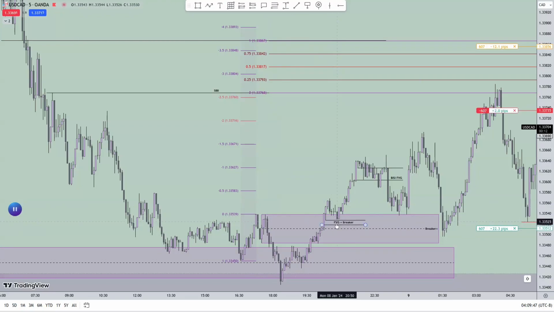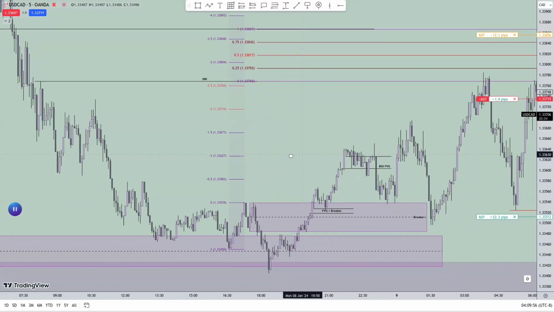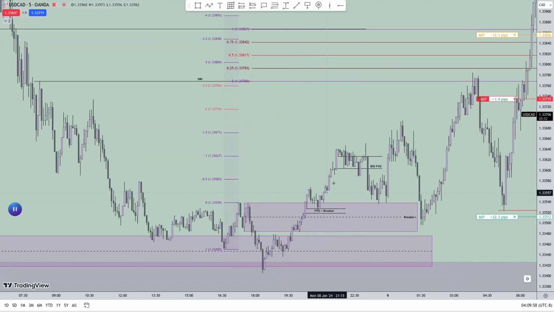You'll see in the speed run, I'll show where we got our entry, and you'll see that it's right here. Now, it shows that we entered a little bit higher because of spread, but we got our entry here. And you can see price respected that, went higher, came down, hit the breaker again, came back up, and came back down one more time.